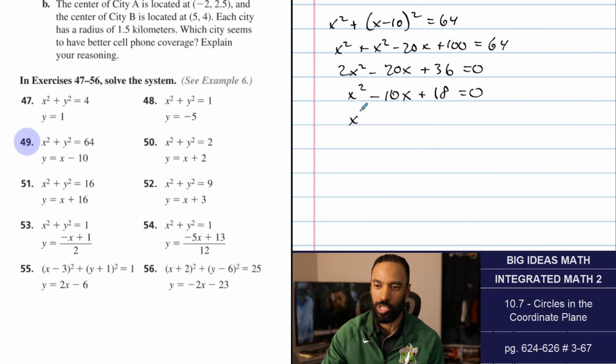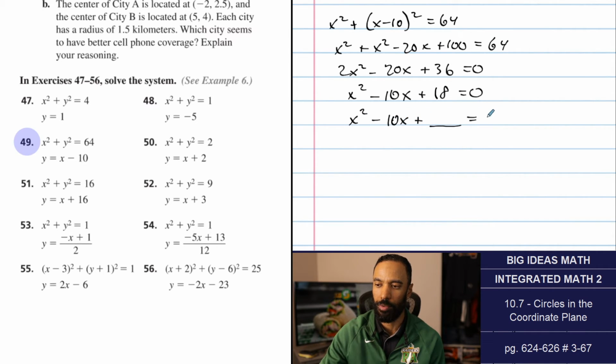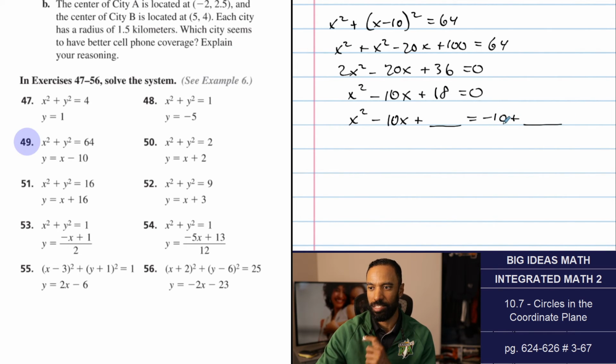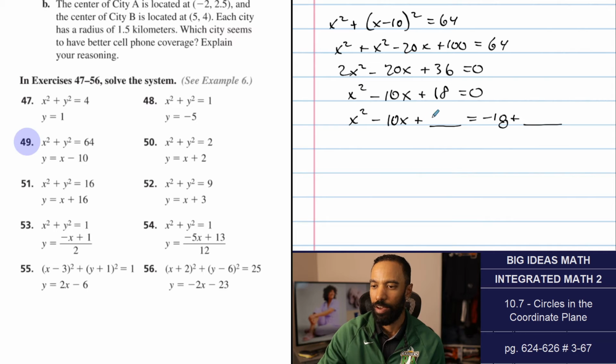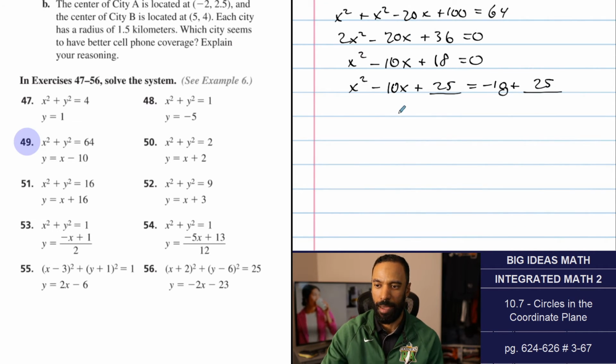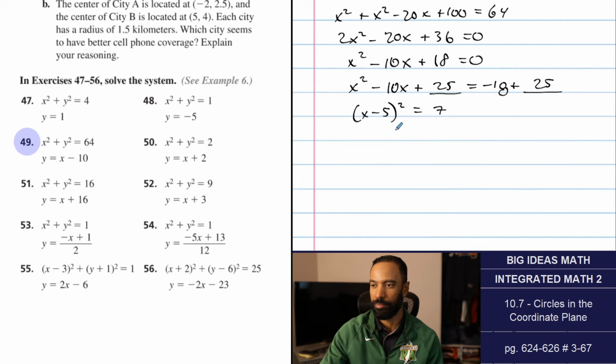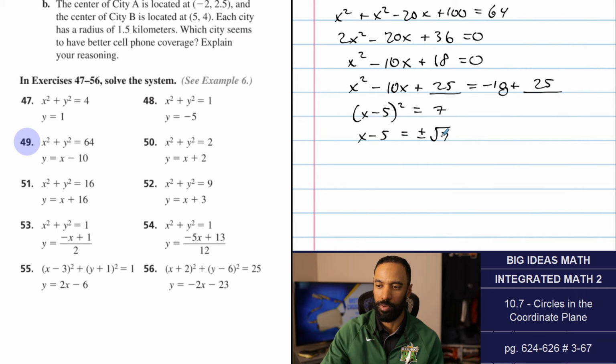So let's actually solve this differently. Minus 10x. Let's complete the square. We've been talking about that. Complete the square by adding something to both sides. That should be a negative 18. Divide by 2 and square it. 25 and 25. So assuming all my math was right, this will be x minus 5 quantity squared equals negative 18 plus 25, which is 7. Then we can take the square root of both sides, where we get x minus 5 equals plus or minus square root of 7. So x is 5 plus or minus root 7.